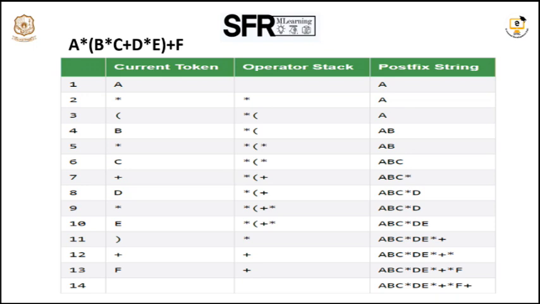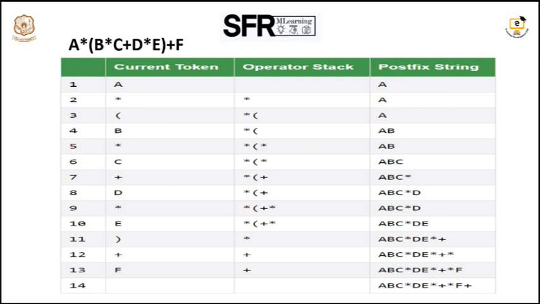And the next character is open parenthesis. If a character is an open parenthesis, then it will be pushed directly onto the stack. So, currently the operators in the stack are star and parenthesis. And the next character we scanned is B. As B is an operand, it will be output to the postfix string. So, the result is AB.